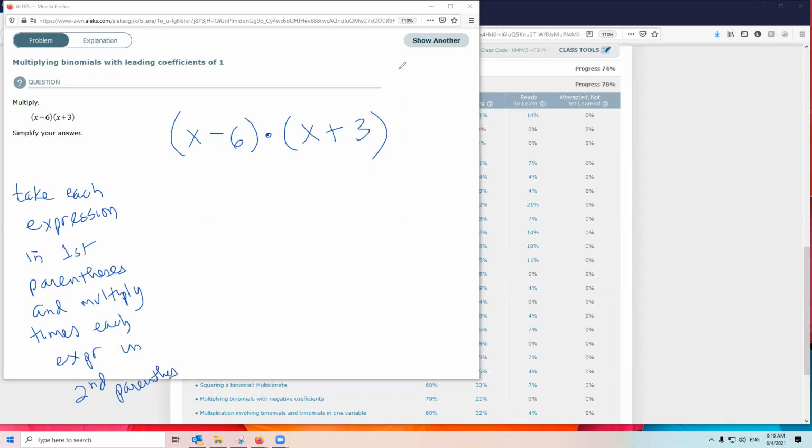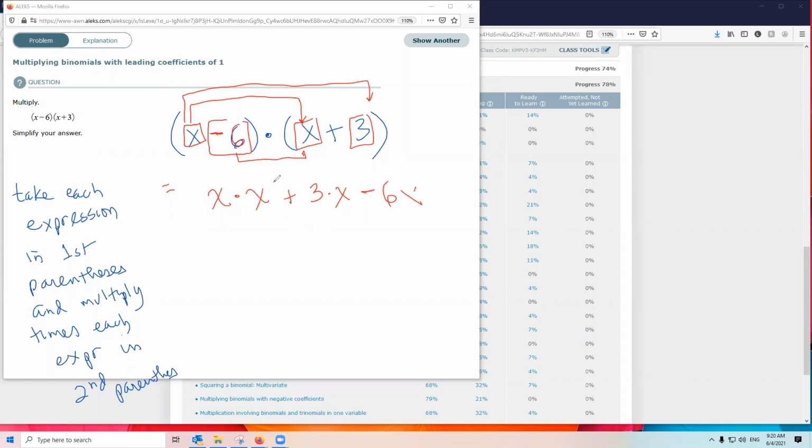Let me show you what this means. I'm going to start here with this x. I'm going to let this multiply each expression in the back parenthesis. So first, x is going to multiply x. I'm going to write this out. So it's going to be x is going to multiply x. Then x is going to multiply this 3. I'll write that as 3x. Now, let me come back here. I'm going to think of this as a negative 6. So this negative 6 is going to multiply x, and this negative 6 is going to multiply 3.